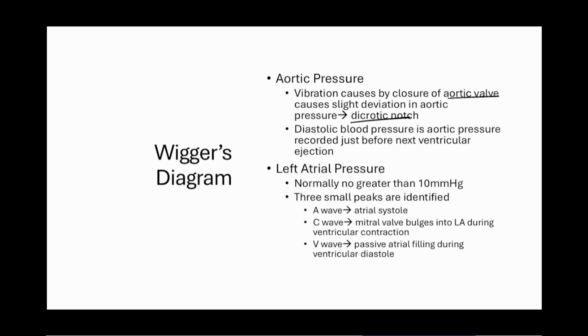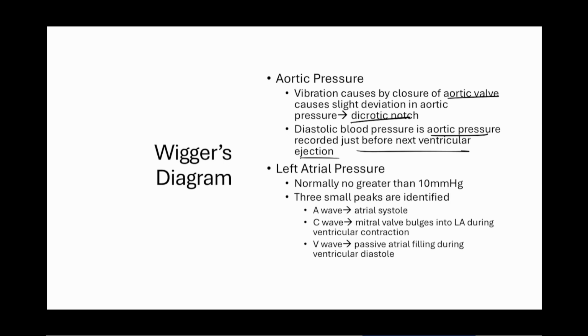Your diastolic blood pressure is your aortic pressure just before your next ventricular ejection. So normal blood pressure is 120 over 80. 80 is that diastolic pressure, the pressure in the system when nothing is going on.